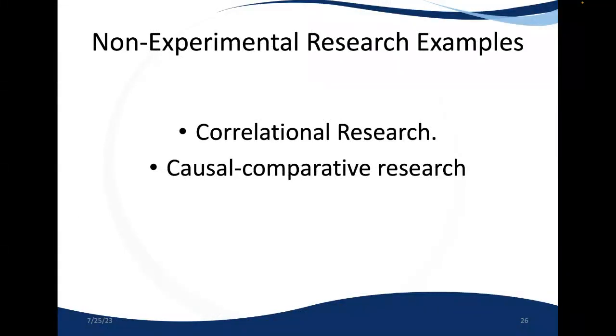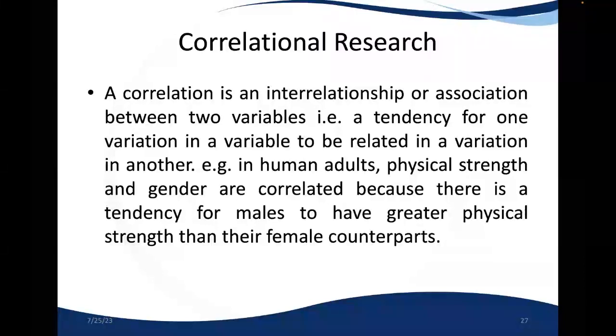Now, I thought it important that I just speak through a couple of the research examples that are out there. The correlational research example is the one that you're likely to meet. Then there is causal and comparative research, which I've given some insights into, but the following slides give you a bit more detail so you can work with it. As I said before, correlational research is to do with the interrelationship or association between two variables.